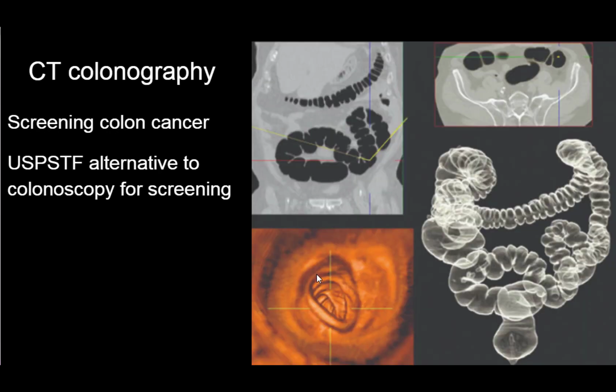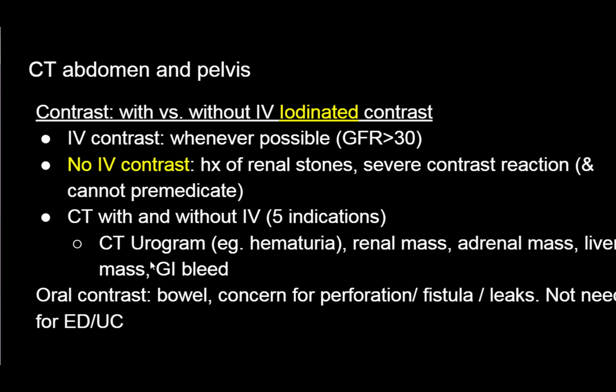Another CT scan that we can do is called CT colonography. We insufflate carbon dioxide, CO2, into the colon to distend it, and then we can do a virtual colonography and look for colon cancer. This is accepted as an alternative to invasive colonoscopy for screening colon cancer per USPSTF.